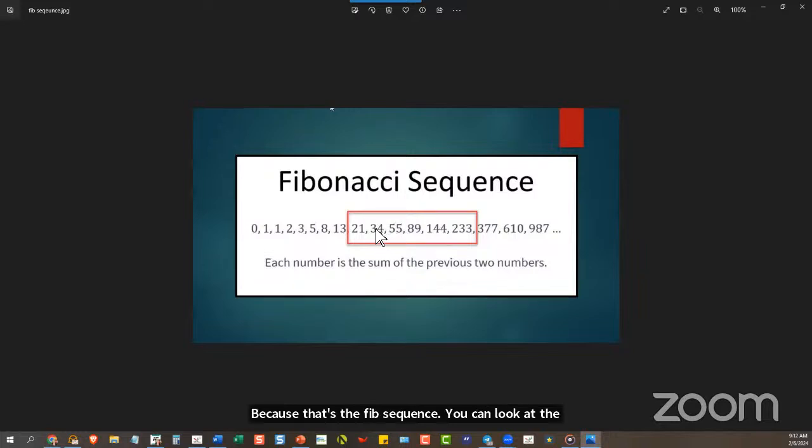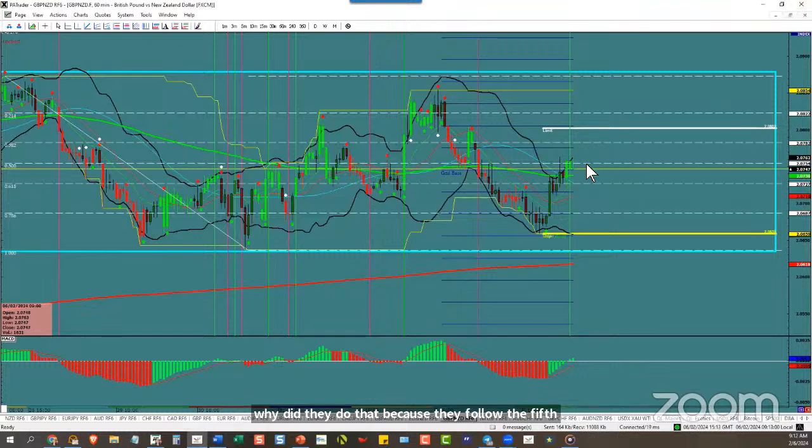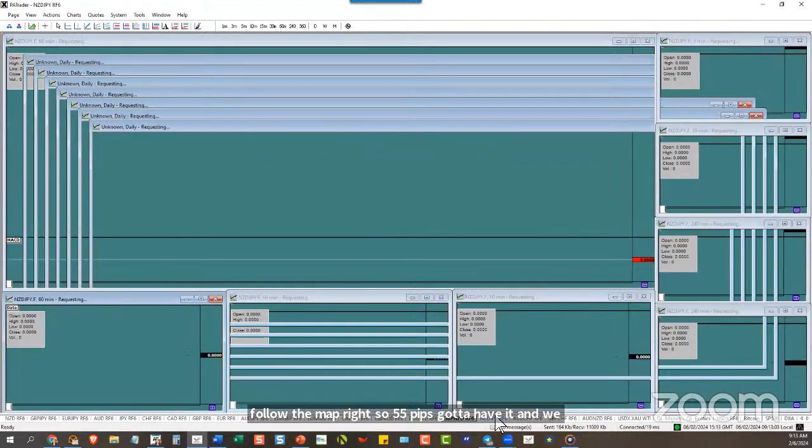Why do we have T30s in our chart? Because of the 34 fib, all right? Why, when they rock and roll, do they go 144 to 233? Why did they do that? Because they follow the fib sequence. They follow the math. Indicator junkies don't follow the math, right? So 55 pips, got to have it, and we don't have it, right? 53, 54 is not 55.